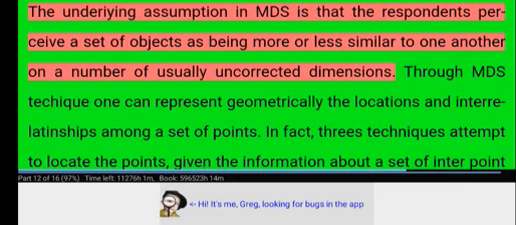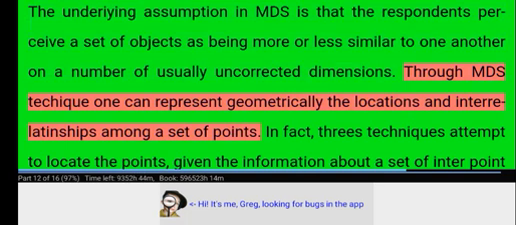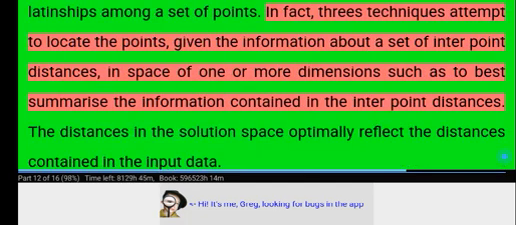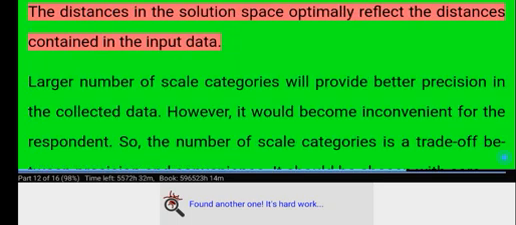The underlying assumption in MDS is that the respondents perceive a set of objects as being more or less similar to one another on a number of usually uncorrelated dimensions. Through MDS technique, one can represent geometrically the locations and interrelationships among a set of points. In fact, these techniques attempt to locate the points, given the information about a set of interpoint distances, in space of one or more dimensions such as to best summarize the information contained in the interpoint distances. The distances in the solution space optimally reflect the distances contained in the input data.